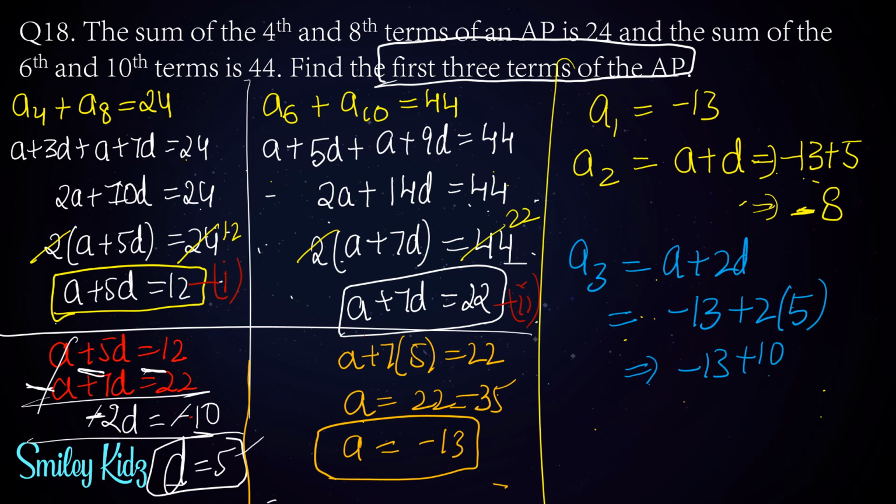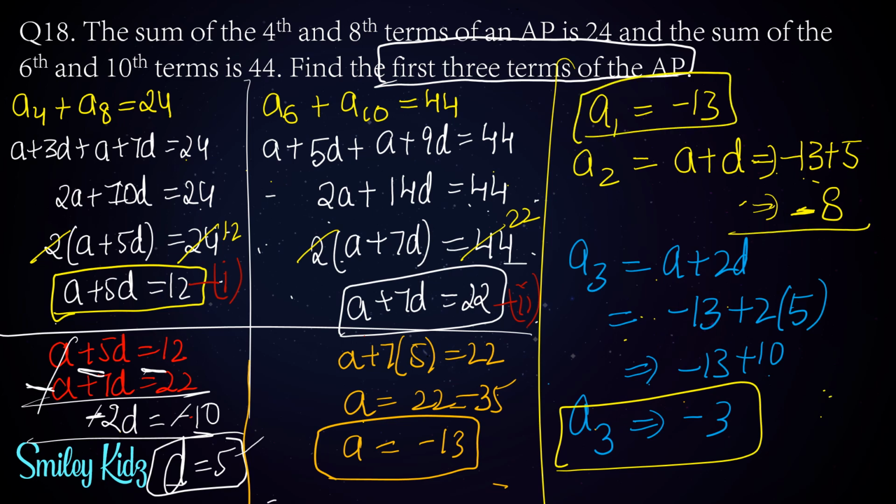So what is the value of A3 over here? A3 is equal to minus 3. Now we know the value of the first term, second term and the third term. So what are the first 3 terms of the AP? The first term is minus 13, the second term is minus 8 and the third term is minus 3.